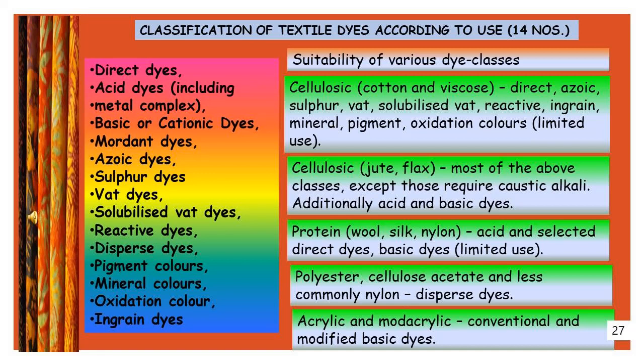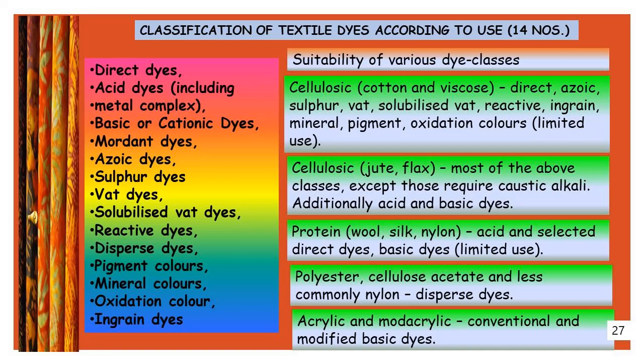Suitability of the various dye classes. Cellulosic, cotton and viscose. Suitable dyes are direct, azoic, sulfur, vat, solubilized vat, reactive, ingrain, mineral, pigment, oxidation color, limited use. Next, cellulosic, jute and flax. Most of the above classes, except those that require caustic alkali. Additionally, acid and basic dyes can also be used.